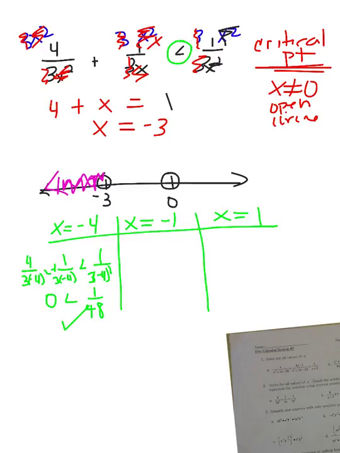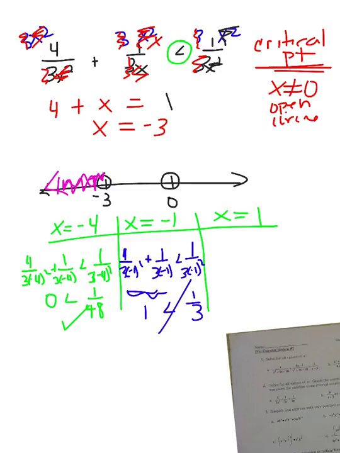Now I'm going to try -1. It's going to be 4 over 3 times -1 squared plus 1 over 3 times -1 is less than 1 over 3 times -1 squared. What I get over here is the left side becomes 1 is less than 1/3. That's not true, so I don't shade in the middle.